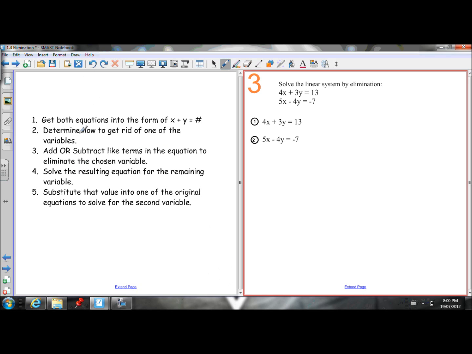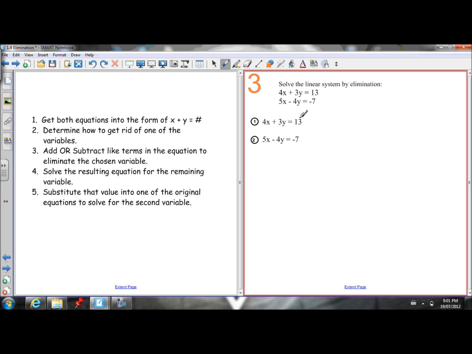Next step, determine how to get rid of one of the variables. You'll notice none of these variables have the same coefficient. The x's have different coefficients, the y's have different coefficients. So adding or subtracting them isn't going to help us get rid of either of the variables. Excluding fractions, there's nothing I can multiply the 4 by to make it equal 5, and there's nothing I can multiply this 3 by to make it equal 4. So you're going to have to multiply both equations by a number to get them to have variables with the same coefficients.